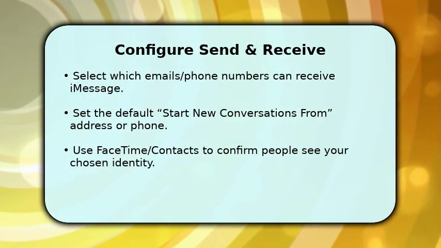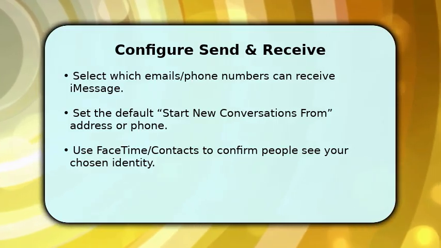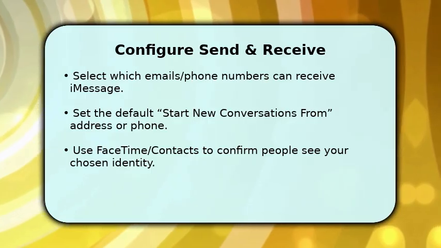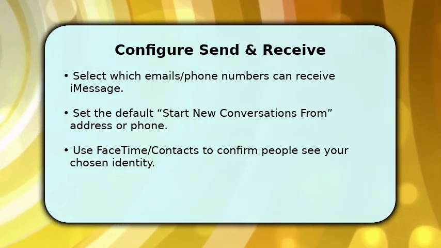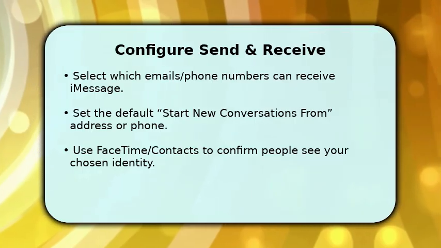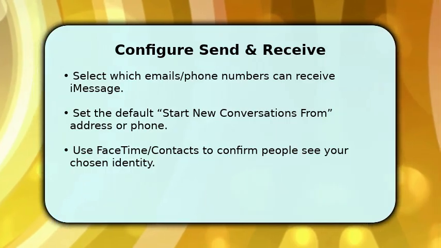Now refine how you appear to others. In Messages, Send and Receive, check the boxes next to the email and phone numbers you want active. Make sure you pick one default under Start New Conversations from. This decides your identity when you initiate a chat. If you want consistency, choose your email so threads started on Mac or iPad show the same sender.